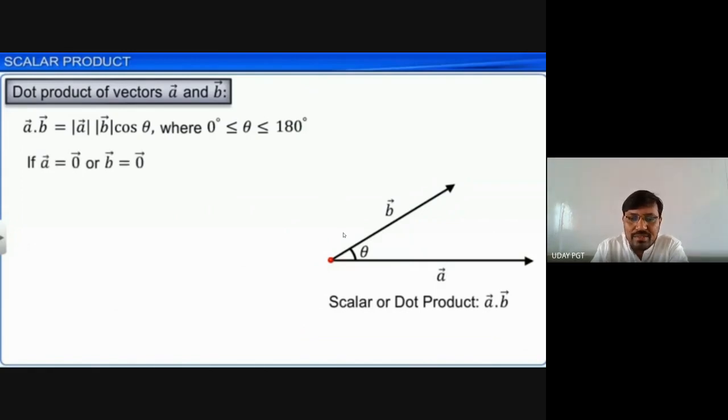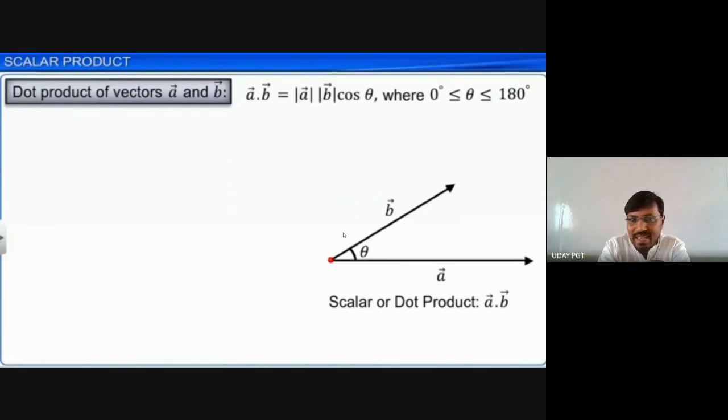In case a bar is a zero vector and b bar is a zero vector, the zero vector is different in this case. Their dot product is also 0, because both vectors represent the same vector. The angle between them is 0, and cos 0 is normally 1, while the magnitude of a is 0 and the magnitude of b is 0. So 0 into 0 into 1 is 0 that we get.